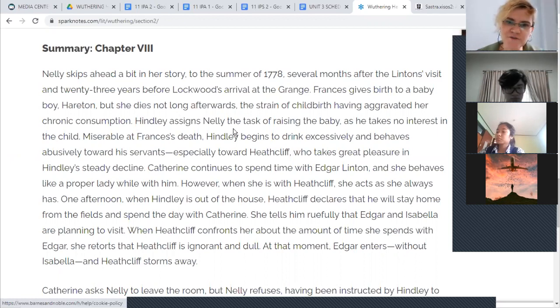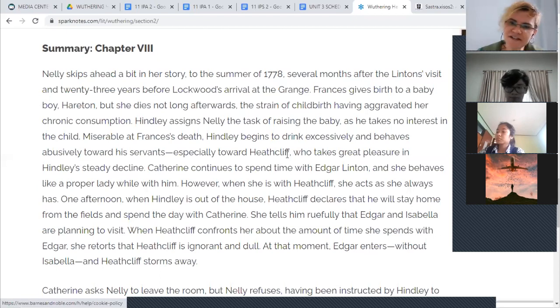So he has to raise the child. It's difficult for him. He doesn't know how to do it. He's miserable that his wife died. And so he begins drinking, and he becomes very abusive towards the people around him.